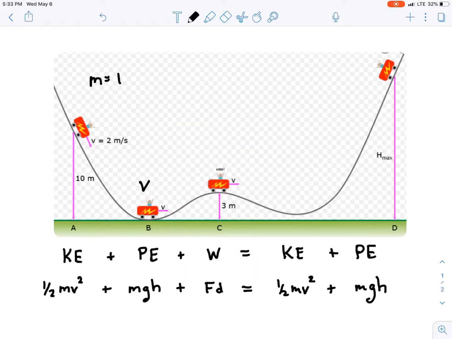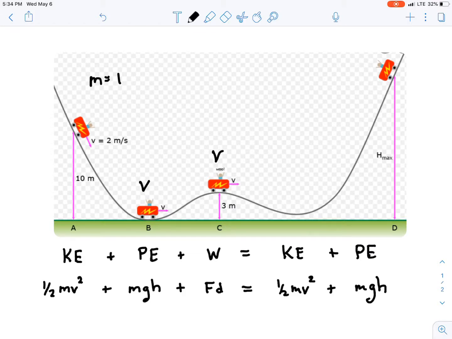And we'll also find the velocity here at point C, and we can also find this maximum height here at D. We can do all that with this equation that I have below here. What we have is that all the energy before, the kinetic energy, the potential energy, plus the work, because energy is the ability to do work, those three things are the total energy before. And since energy is conserved, afterwards they'll be equal to the kinetic energy and the potential energy.